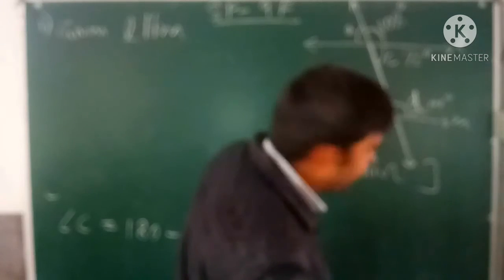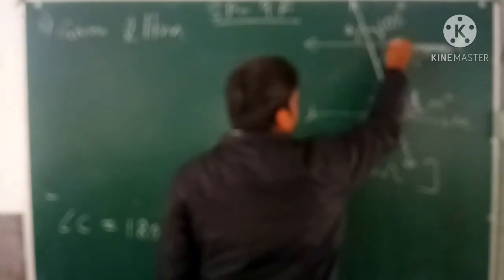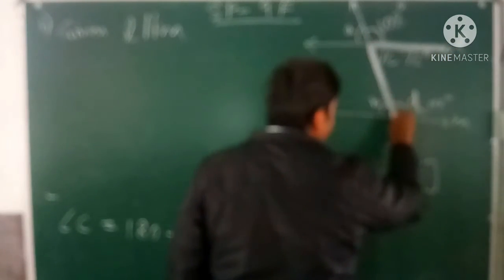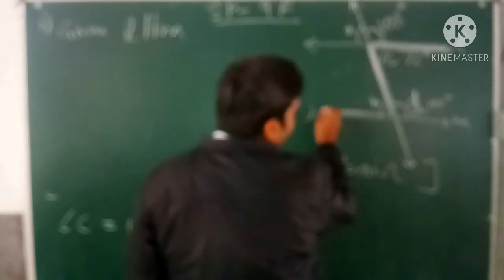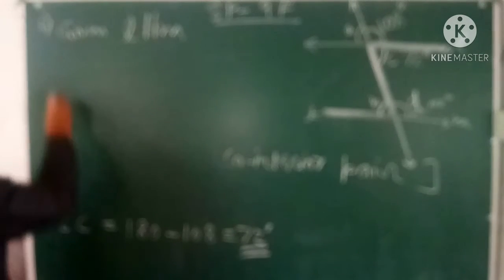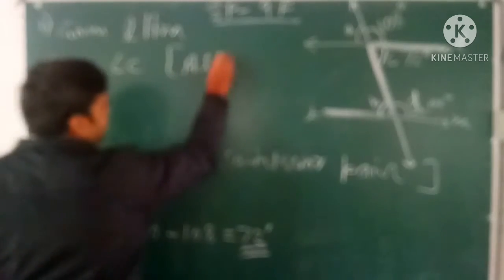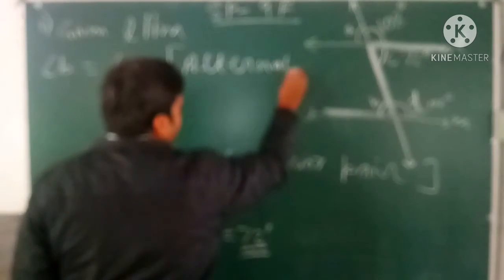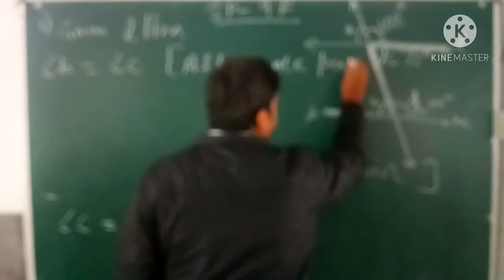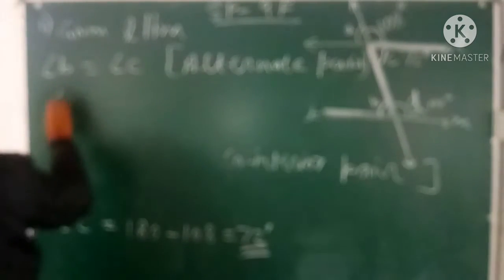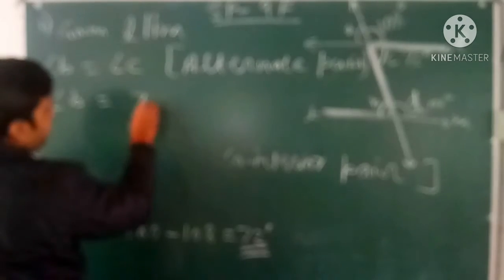So alternate pairs are formed when the letter Z is formed. Now you can see there is the letter Z. You can see this is the letter Z. Now this angle is the alternate pair. So what you write? Angle B equals angle C. The reason? Alternate pair. That's why angle B is equal to 72 degree. Now we move to the next question.